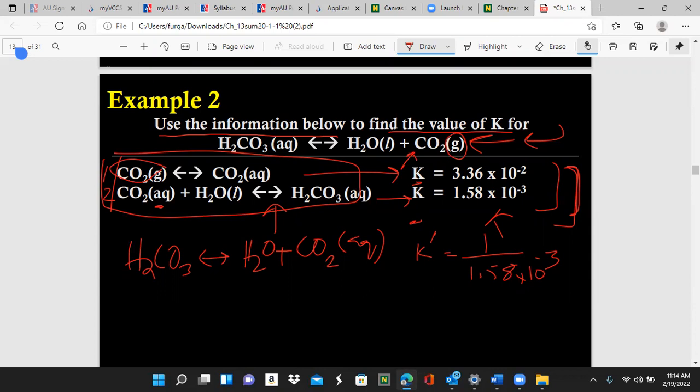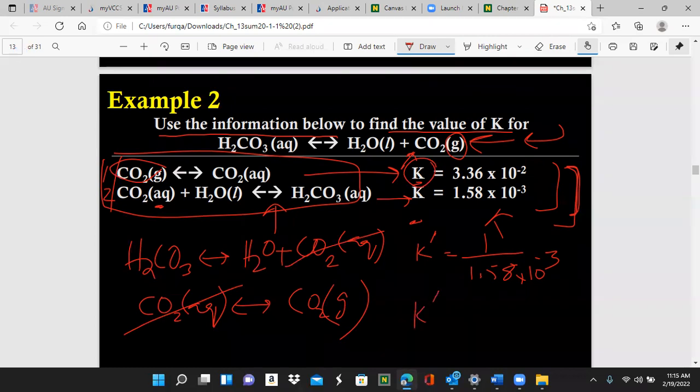If I reverse equation 1, that becomes CO2 aqueous here, and then it's going to go K, CO2 in the gaseous form. So then I can cancel this to that, right? But before I do it, I have to reverse this one also. So K1, this is K2 inverse, this is K1 inverse, is equal to 1 over 3.36 times 10 to the power minus 2.